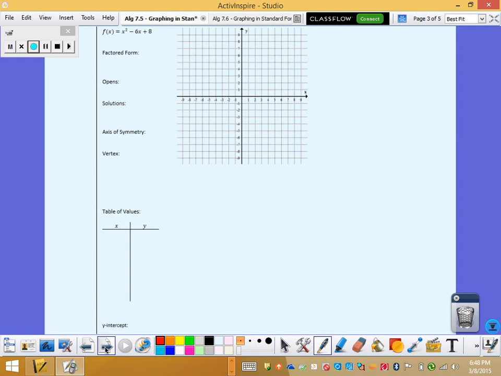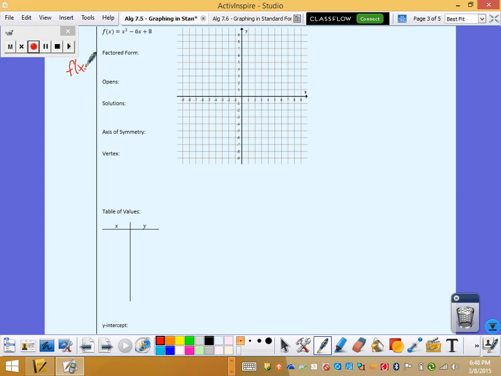Okay, so let's jump in and start our first example. I know mine's kind of small here, so just follow along in your notes. First up is f of x equals x squared minus 6x plus 8. Okay, first thing we have to do is write this in factored form because we don't know how to graph that as is.